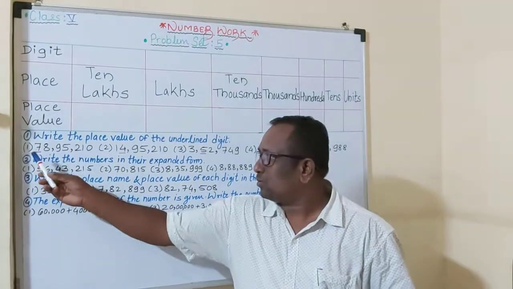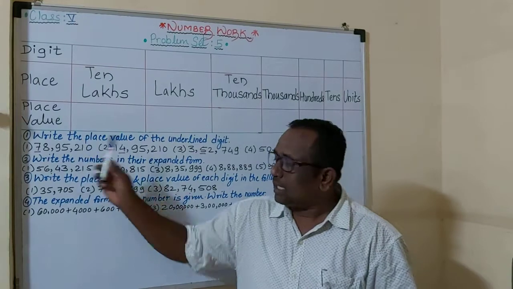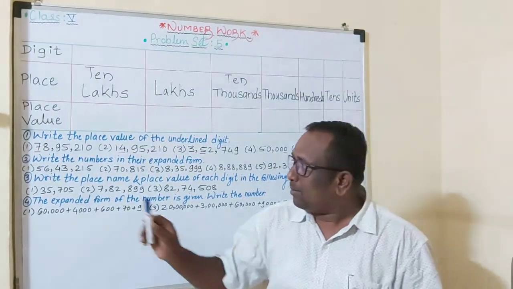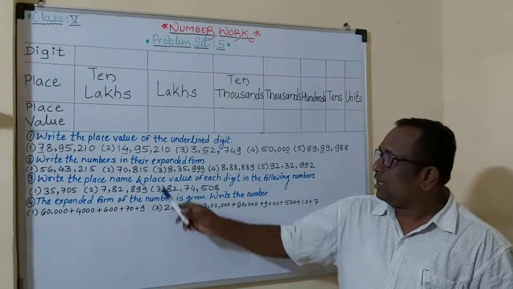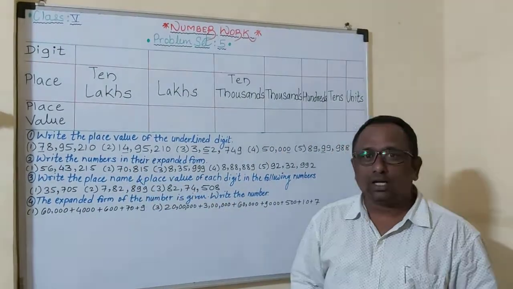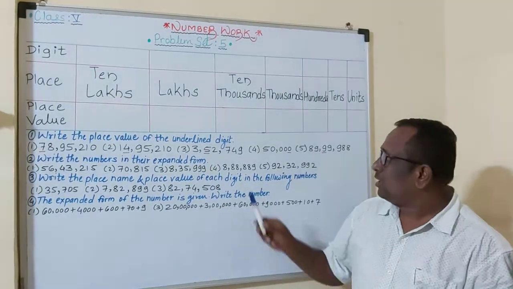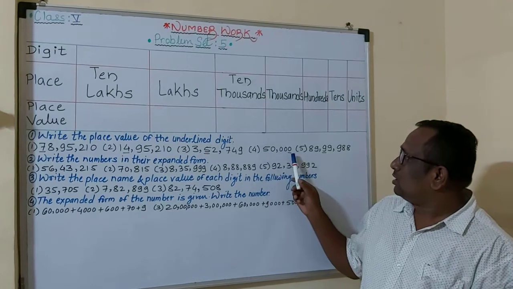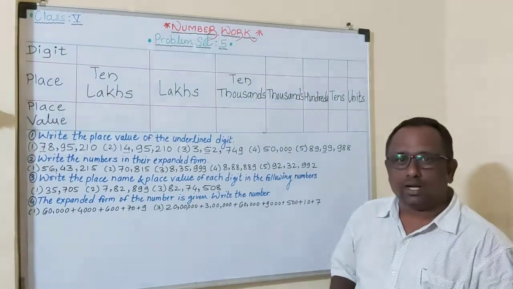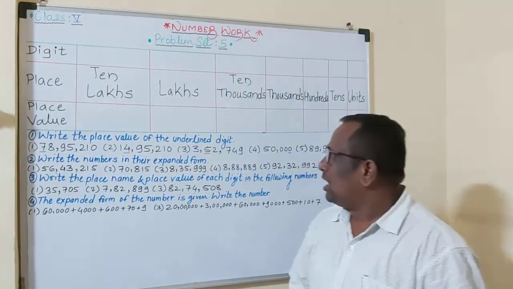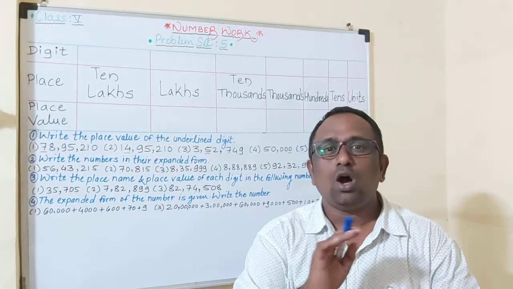Now again, write the place value of the underlined digit. Here are some examples: 1, 2, 3, 4 and 5. The numbers are given here and some digits are underlined. In the first example, this 7 is underlined. In the second example, this 4 is underlined. In the third, this 5. Fourth example, 0 is underlined. And the fifth example, 9 is underlined. Now let's see. Only a few examples I will explain to you, students. The remaining examples you have to solve for homework.